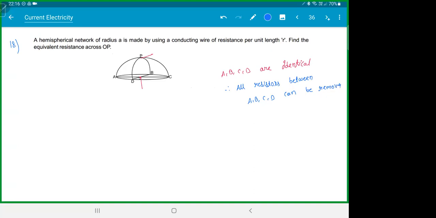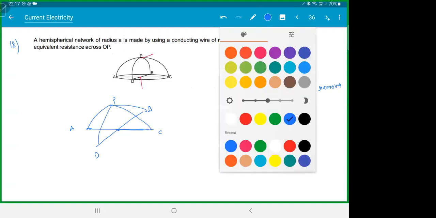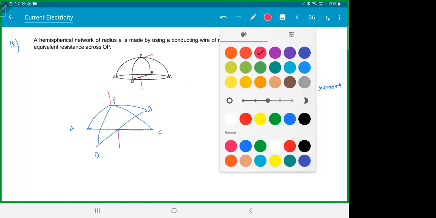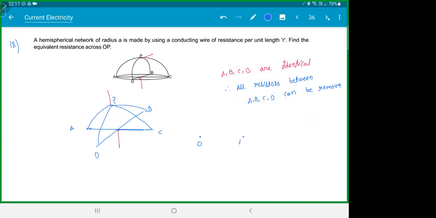Then you know how this circuit becomes like this. This is O. There are 4 wires like this, A, B, C, and D. And this is P. This looks like this, no? I can simplify it further. So this is O, A, B, C, D, and this is P. So O to A, O to B, O to C, O to D, A to P, B to P, C to P, D to P, 4 resistors.